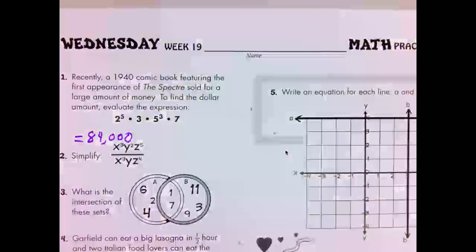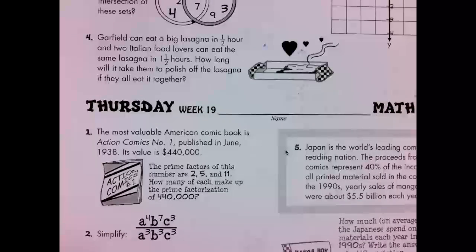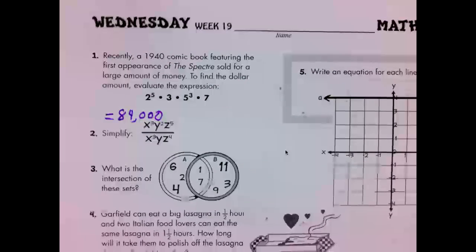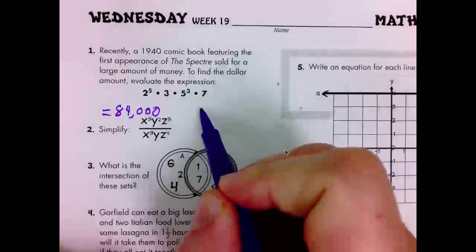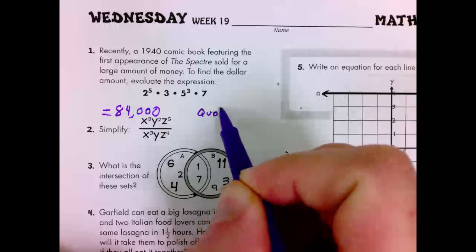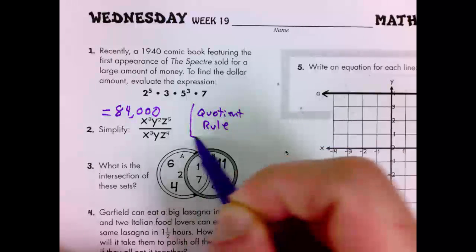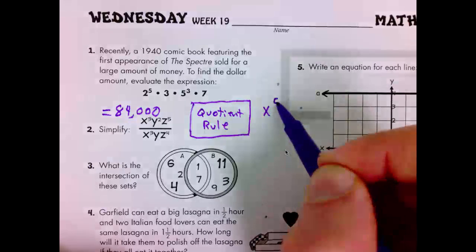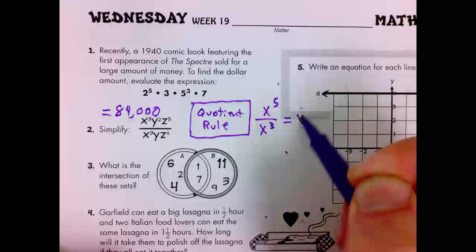Okay. All right, number 2 on Wednesday and number 2 on Thursday are very similar. They involve dividing whenever we have exponents. Well, we need to remember the quotient rule. Quotient rule for exponents says when we divide, we subtract the exponents. If we have x to the 5th divided by x to the 3rd, well, simply 5 minus 3 is 2.